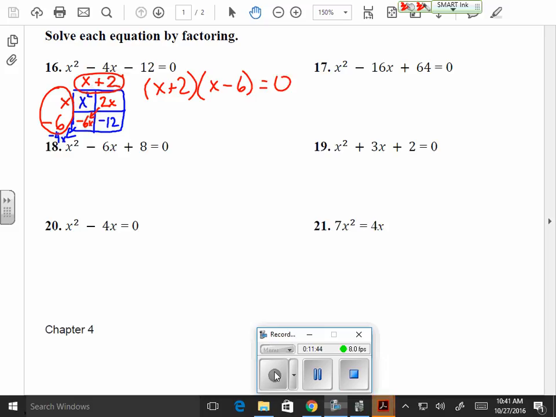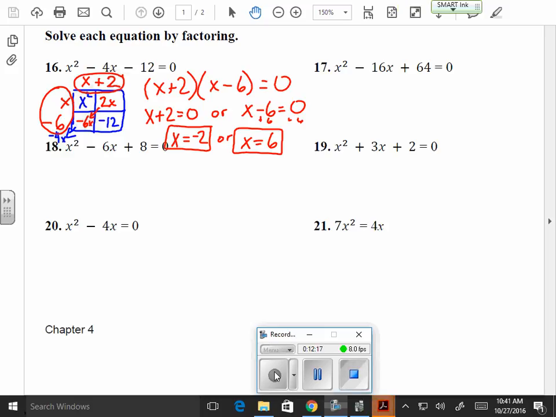As we learned before, if I have two things that multiply together to give me 0, then either x plus 2 has to be 0 or x minus 6 has to be 0, which leads to my two solutions, or two roots. Subtract 2 from both sides on this one: x would be negative 2. Or add 6 to both sides: x is positive 6. So that is the solved equation. Those are the roots, those are the solutions.